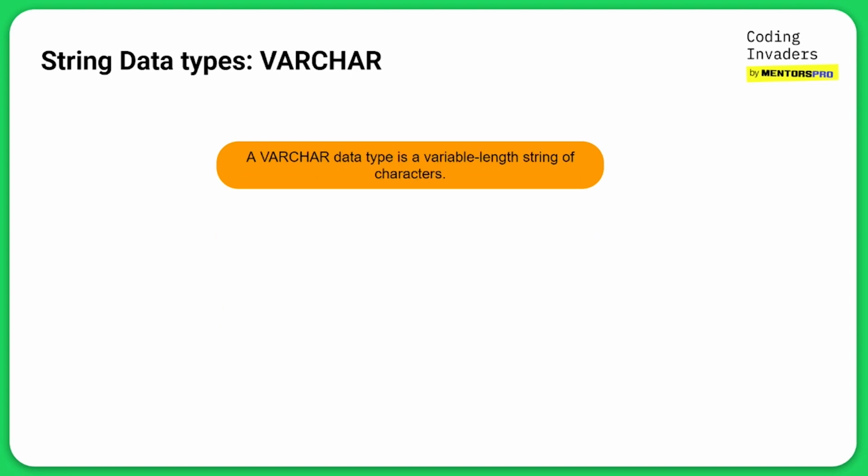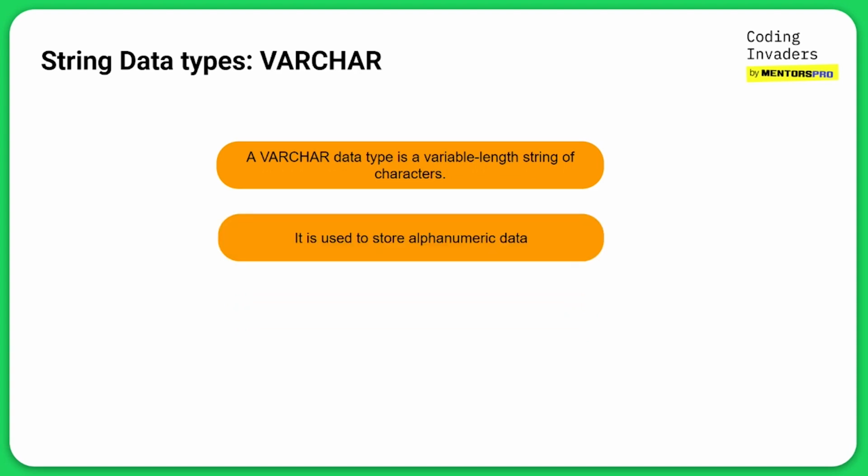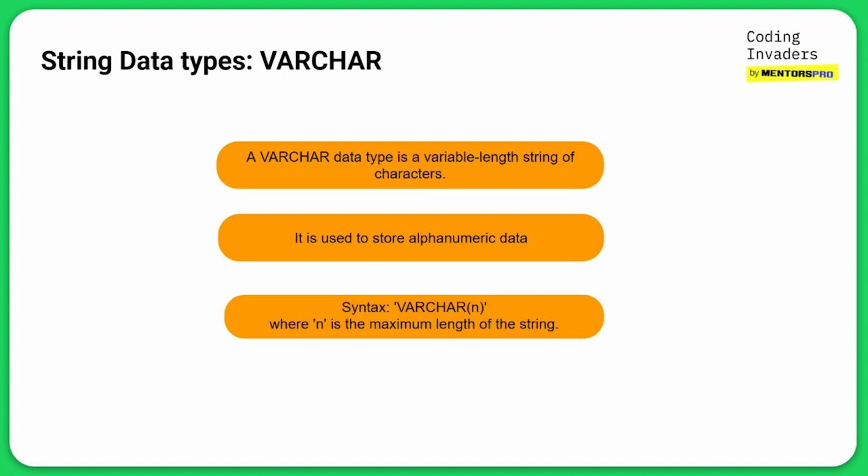A varchar data type is a variable length string of characters. The maximum length can be 8,000 characters, same as the char data type. It is used to store alphanumeric data and is often used for storing names, addresses, etc., same as the char string data type. The syntax for declaring a varchar column in SQL is varchar of n, where n is the maximum length of the string.